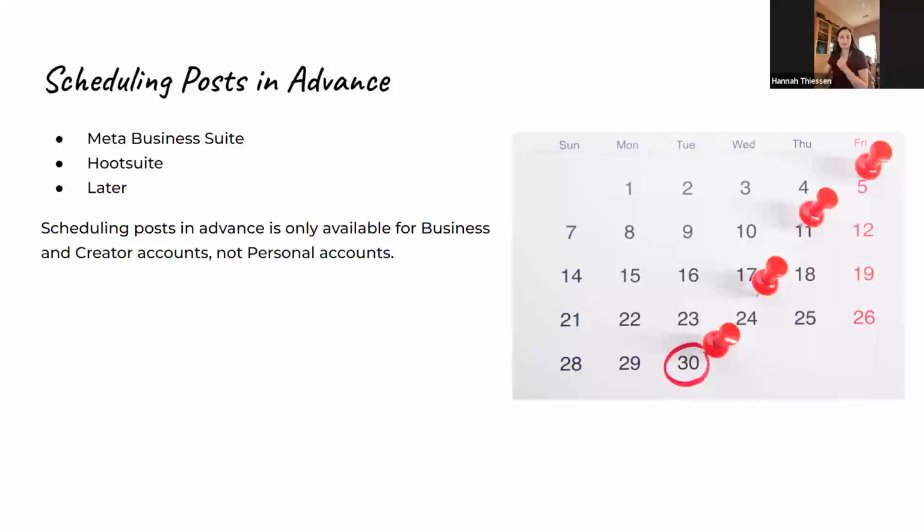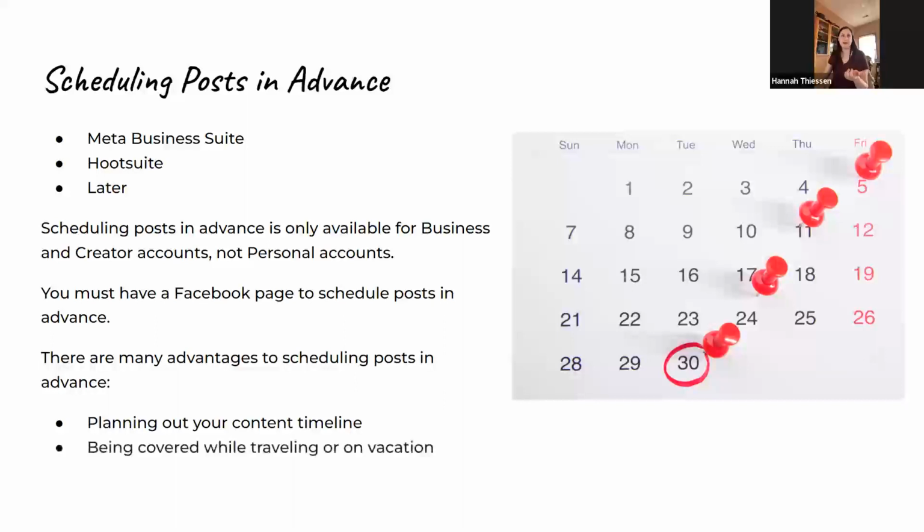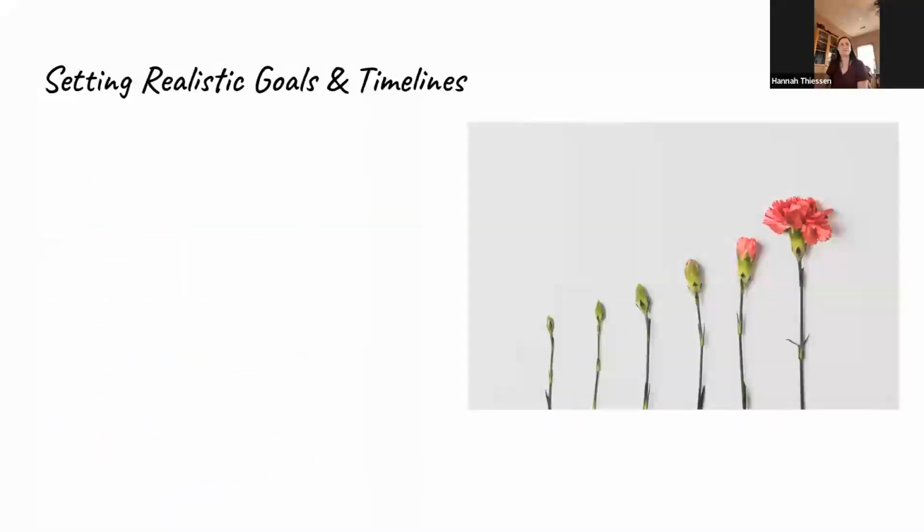If, for example, I'm pre-scheduling posts, especially standard feed posts, I can also use a set it and forget it method. So if I'm going out of town and I can pre-schedule posts 5 to 7 days out, then I'm good while I'm gone, and everybody will be none the wiser until I'm home. Okay, so I just talked about these, but one of the advantages is planning out your content timeline and being covered while traveling or on vacation, and making the most of your content. So you can reuse content across multiple platforms by pre-scheduling and planning it out.